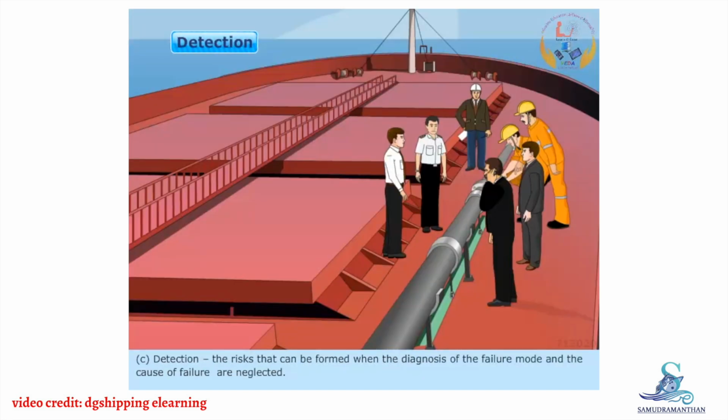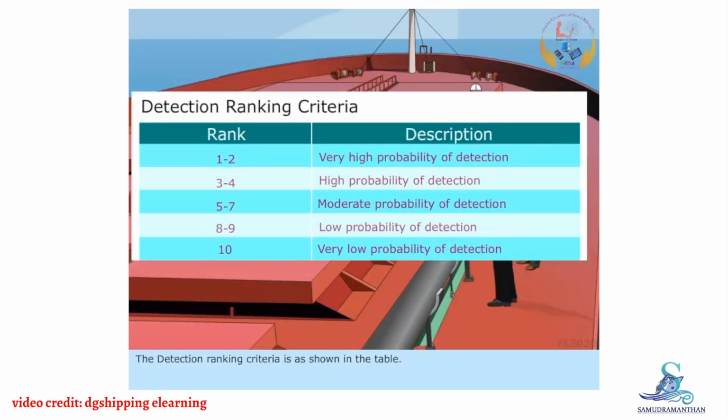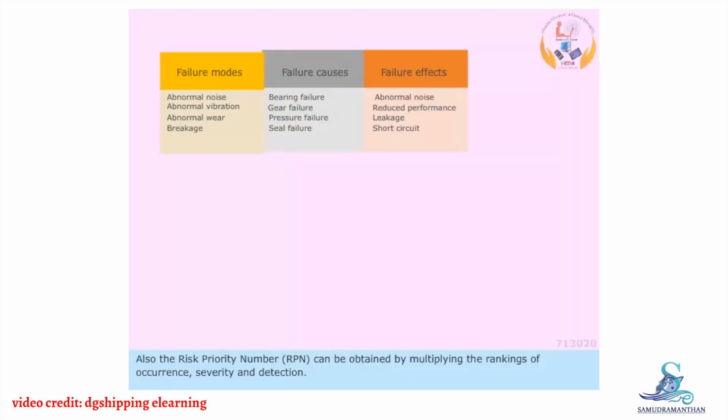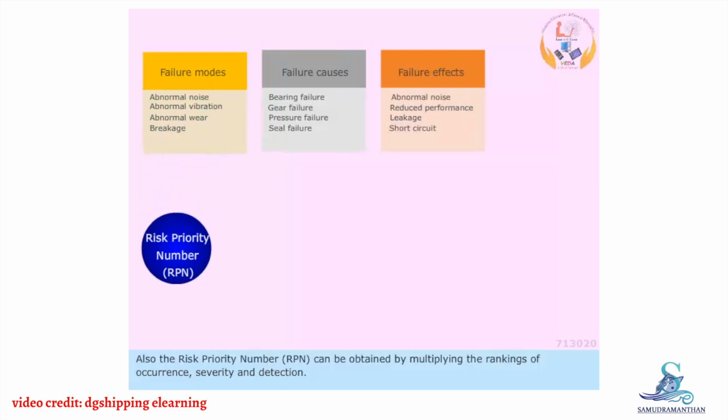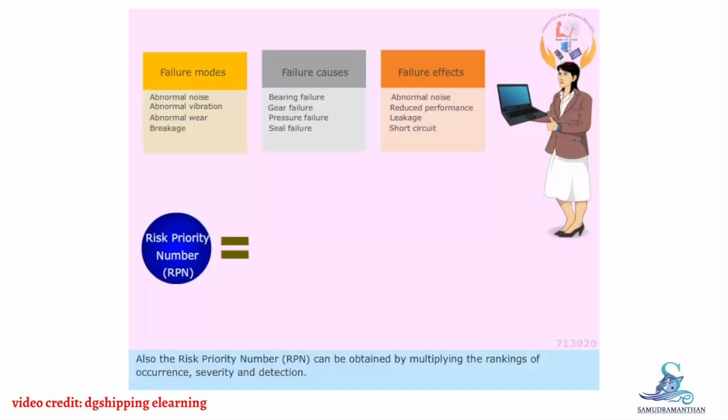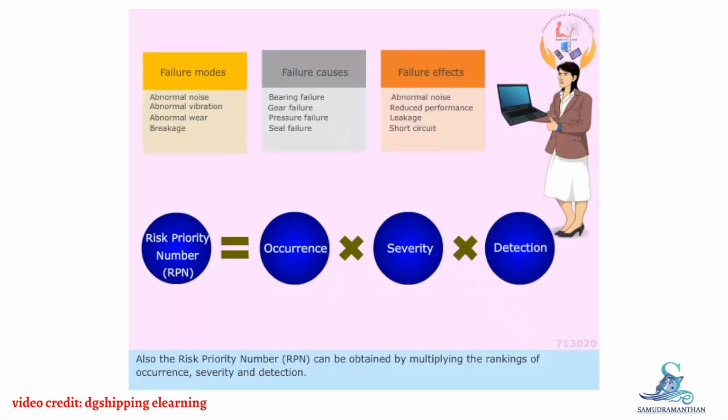C. Detection. The risks that can be formed when the diagnosis of the failure mode and the cause of failure are neglected. The detection ranking criteria is as shown in the table. Also, the risk priority number, RPN, can be obtained by multiplying the rankings of occurrence, severity and detection.